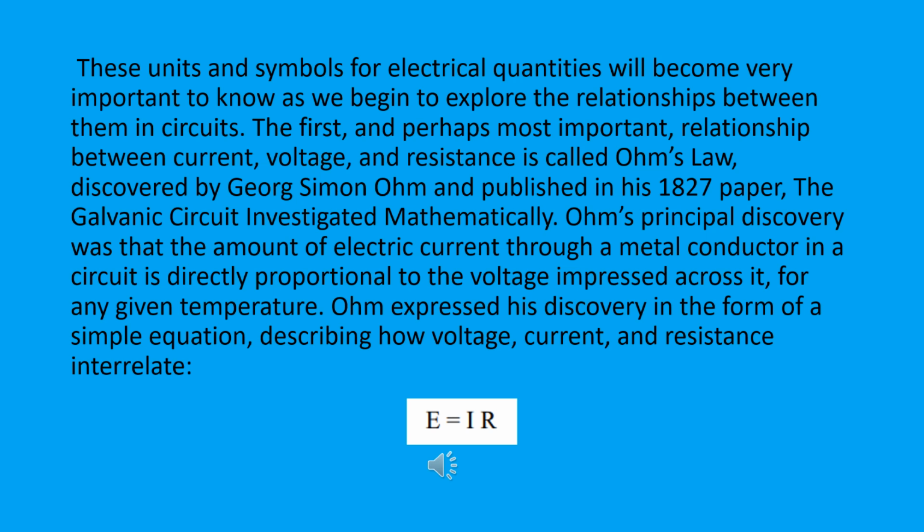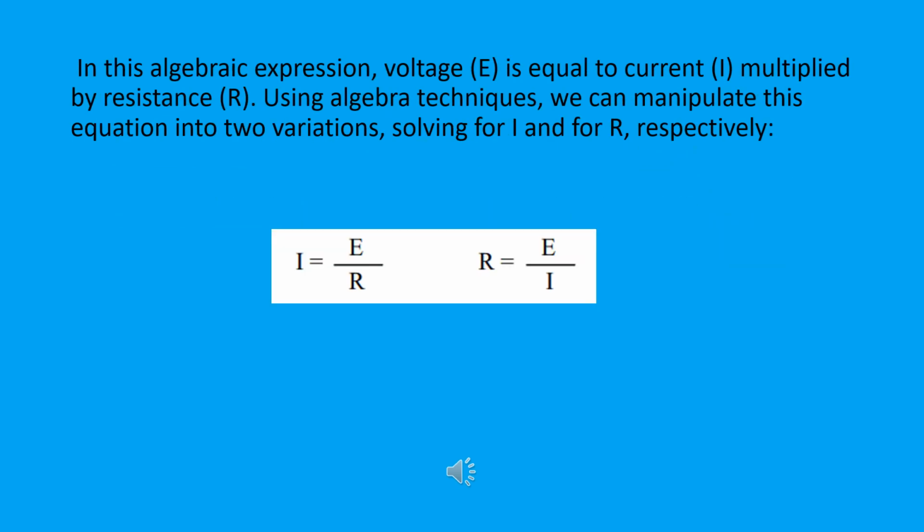Ohm's principal discovery was that the amount of electric current through a metal conductor in a circuit is directly proportional to the voltage impressed across it, for any given temperature. Ohm expressed his discovery in the form of a simple equation, describing how voltage, current, and resistance interrelate. In this algebraic expression, voltage E is equal to current I multiplied by resistance R. Using algebra techniques, we can manipulate this equation into two variations, solving for I and for R, respectively.